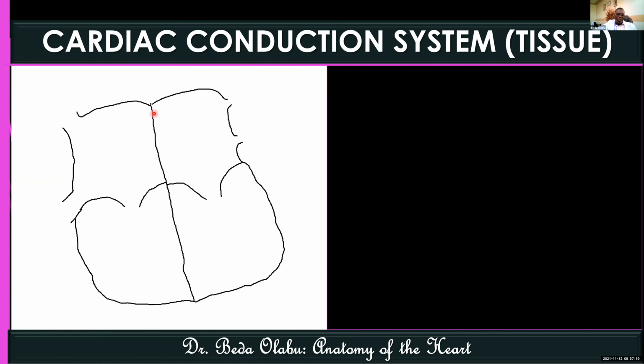Maybe from that image, we can now trace the path of the conduction tissue. We can put that point there to refer to the sinoatrial node. Remember, it's somewhere within the right atrium, just below the opening of the superior vena cava. The sinoatrial node is a pacemaker, the one that initiates the cardiac electrical impulses.